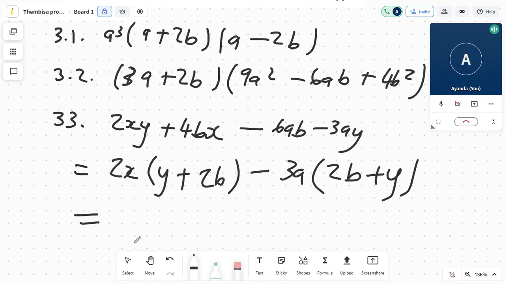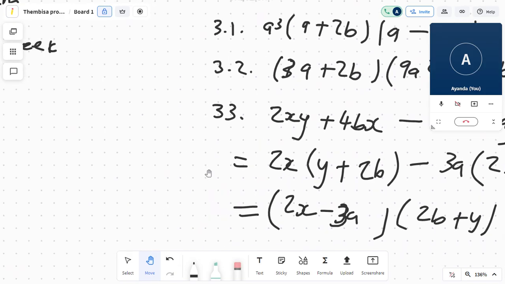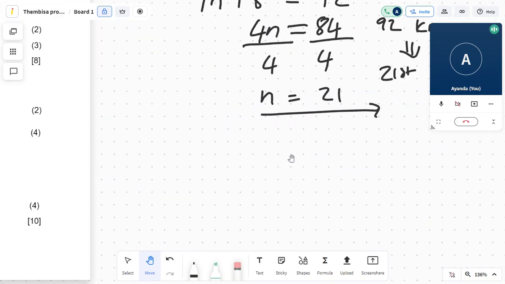And then we can simplify this as 2x minus 3a times y plus 2b, which is the same as 2b plus y. So this is just one bracket, 2b plus y. And that's it for question 3.